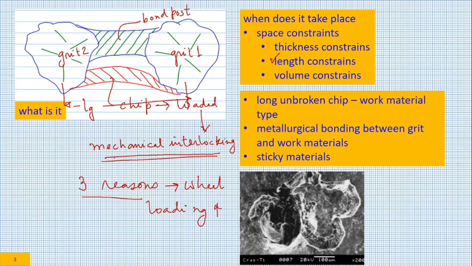Length constraint. If the length of the chip is more than the pitch, or the intergrid space, the length of the intergrid space, so if that is violated, then the probability of wheel loading goes up.